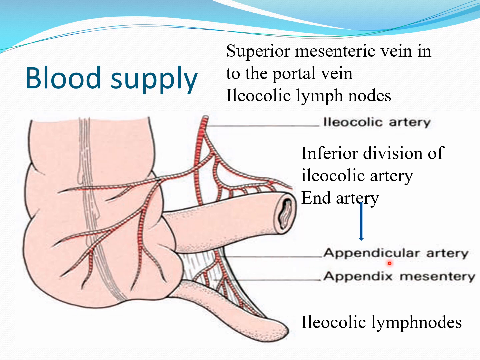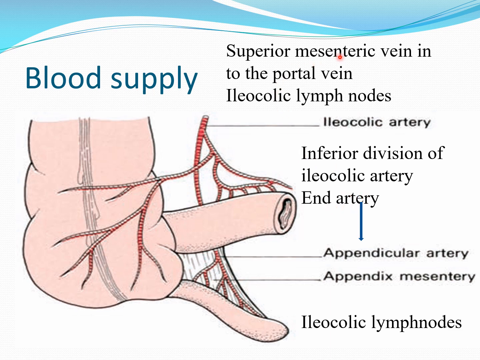So the appendicular artery is an end artery. Why is it called an end artery? Because there is no anastomosis, it looks like an end artery. This one is the appendix mesentery. Within this mesentery, this branch is the appendicular artery. It is a branch of the ileocolic artery, the inferior division of the ileocolic artery.